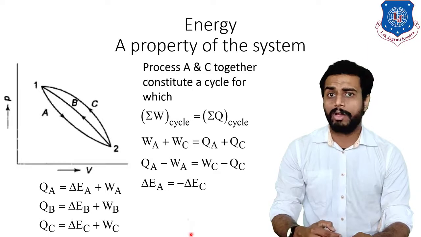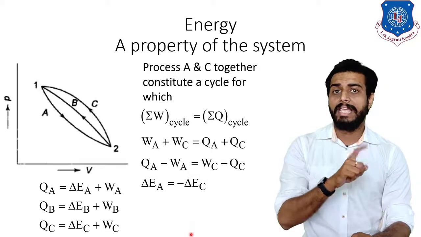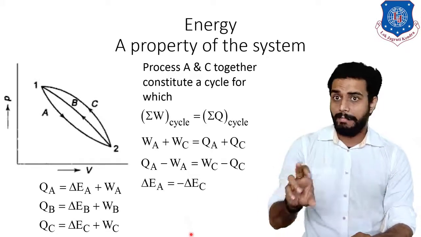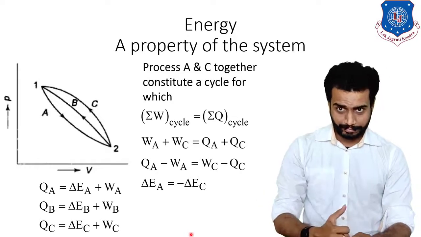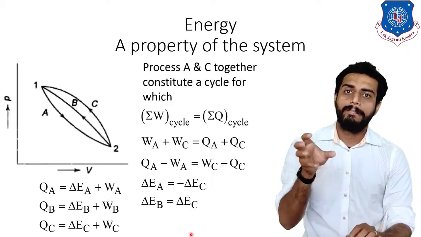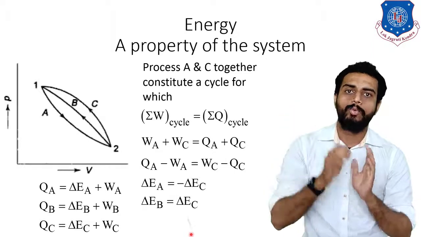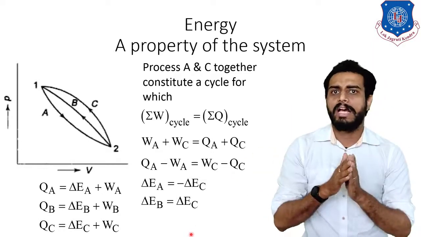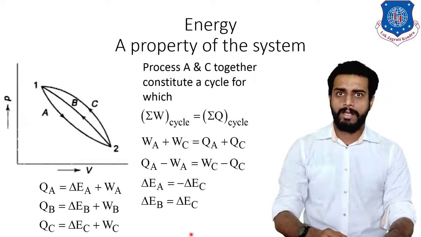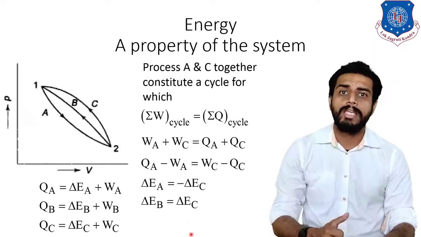Now, if you recall the previous result, delta EA is equal to minus delta EB, and here delta EA is equal to minus delta EC. That means delta EB and delta EC will be the same. So the meaning of all this together is simple: between 1 and 2, you follow any path, either A, B or C, and the amount of change of energy will remain the same. That means energy does not depend on the path.